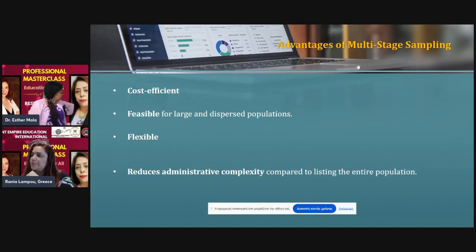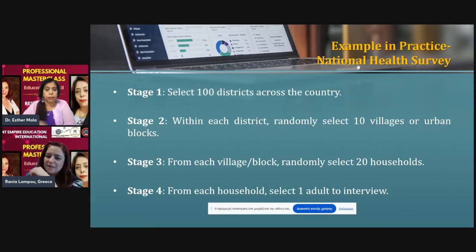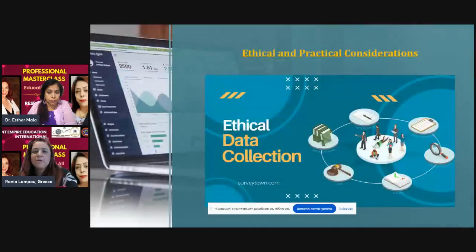An example in practice, for example in a National Health Survey: the first stage is to select 100 districts across the country. The second stage, within each district, we randomly select 10 villages or urban blocks. The third stage, from each village, we randomly select 20 households, and from each household, we select one adult to interview. This is what we call multi-stage sampling. This allows reaching thousands of individuals with manageable logistics and representative results. So I will stop here.